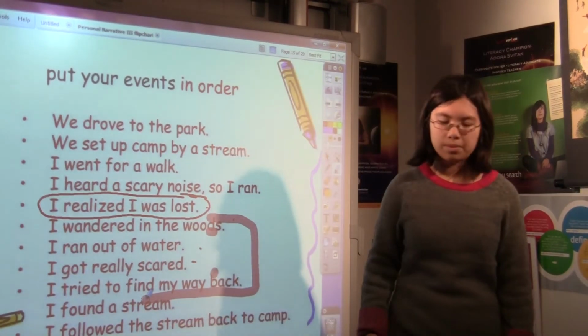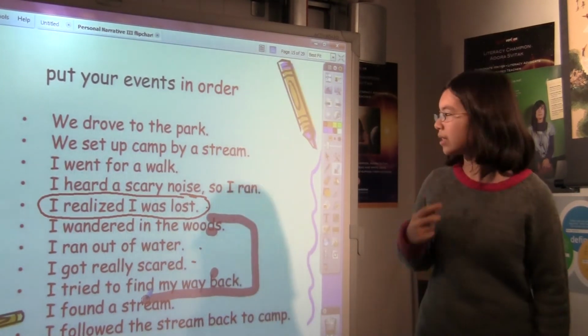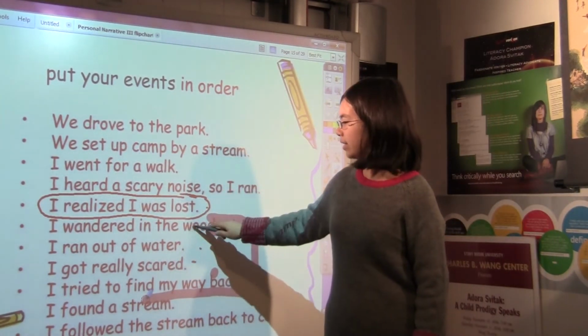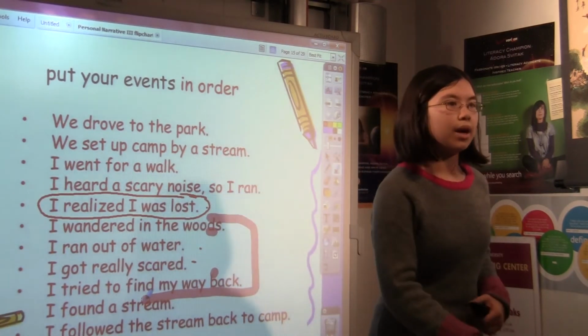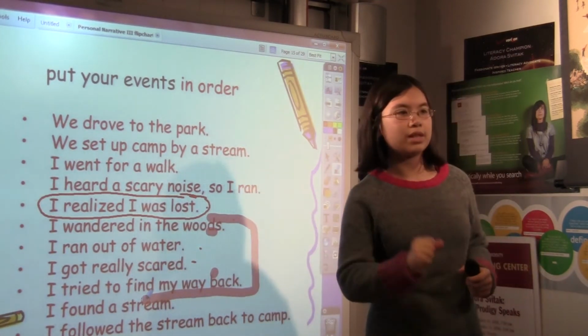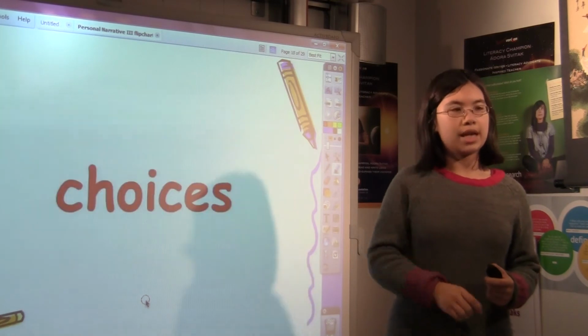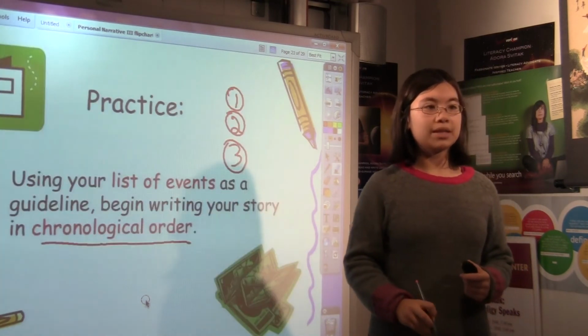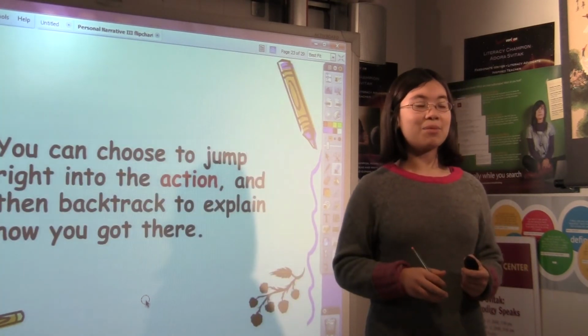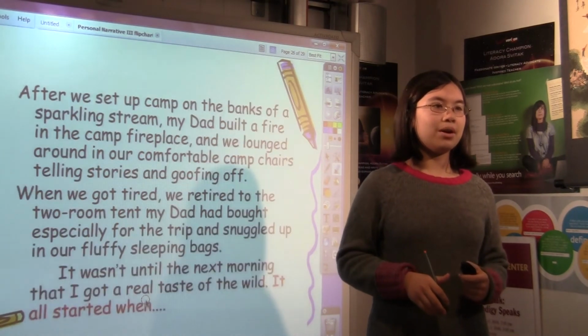I'm trying to remember at what point I decided to start it. I think it was after I realized I was lost, it was I wandered in the woods. So any point after the conflict really starts, then it's super exciting. Another part that might be exciting is when you get confronted by someone, for instance, if you're in trouble.